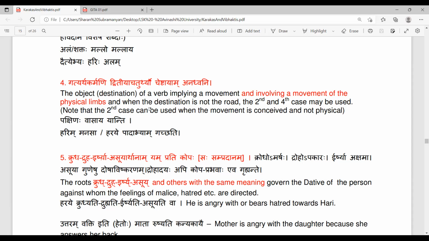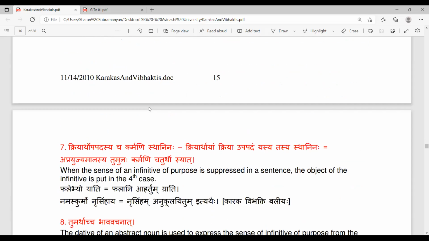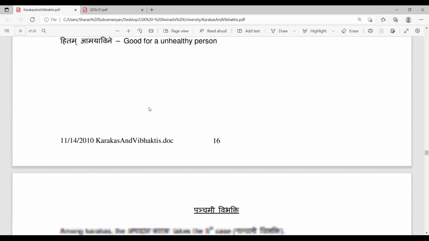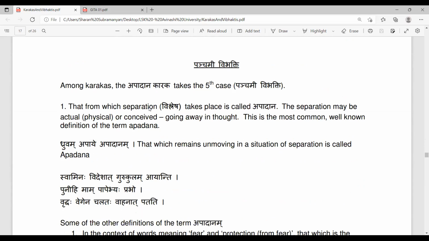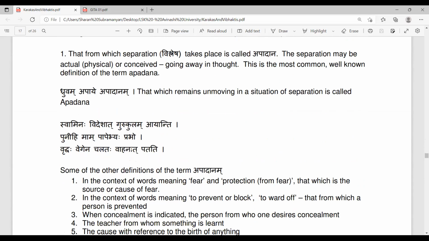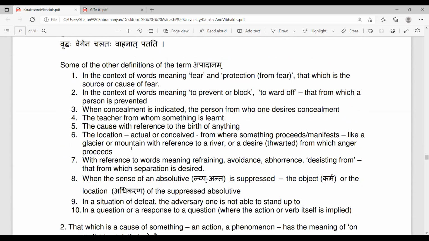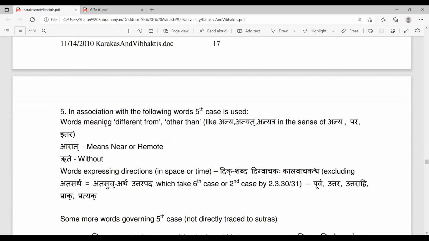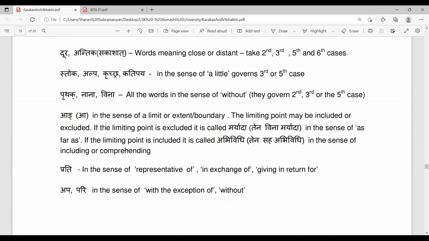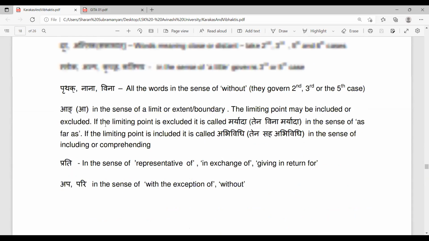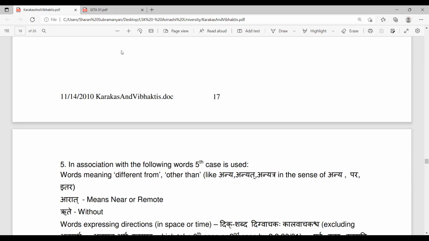Okay, for chaturthi. Then comes panchami. Panchami karaka is apadane panchami. That is the karaka sutra: dhruvam apaye apadanam. Very important sutra. Then in other senses also the panchami vibhakti is assigned. A lot of contexts are given here. So we will see panchami vibhakti in the next class. This is elaborate. This much is required or not, I don't know. But anyway, panchami and then saptami. Shashthi vibhakti is not a karaka. So with panchami and saptami, karaka would be over.